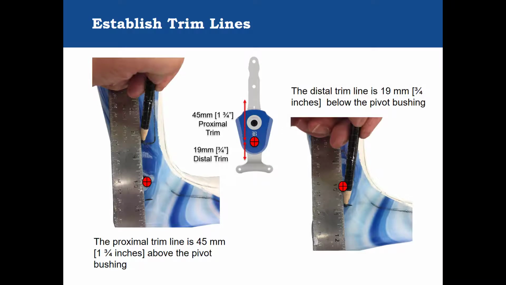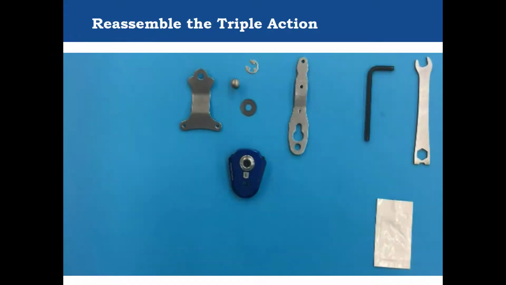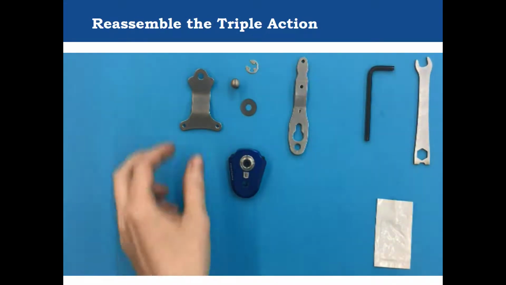Draw the trim line 45 mm or 1 3/4 inches proximal to the joint center for the tibial section. Draw the trim line 19 mm or 3/4 of an inch distal to the joint center on the foot plate section. Reassemble the triple action.